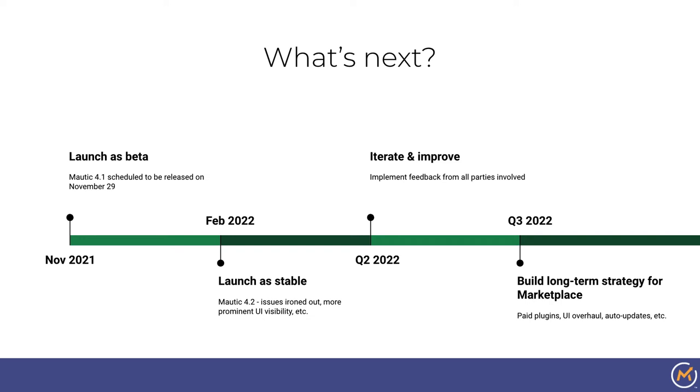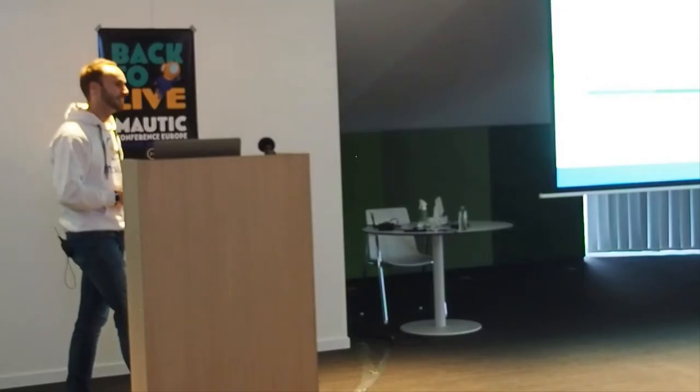So hopefully, when we launch the beta, we can work through all those issues and then get to a stable state in February. That will also give plugin developers some time to prepare their plugins for the marketplace, especially mostly for Mautic 4, but that will automatically make it compatible with the marketplace as well. And then after that, we're literally just gonna iterate and improve. We're just gonna launch the first version officially, and then I can imagine just so many new ideas coming in. So let's see where we get from there.